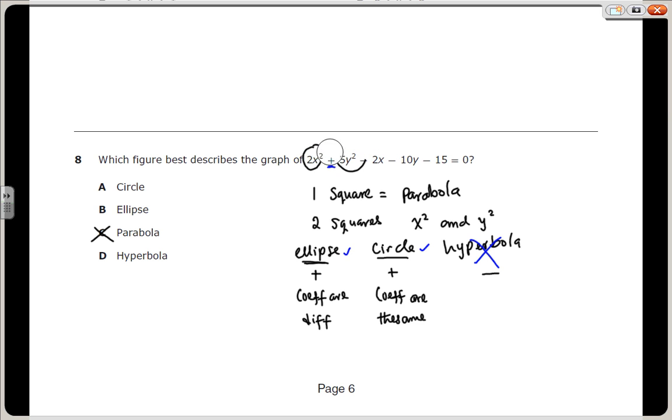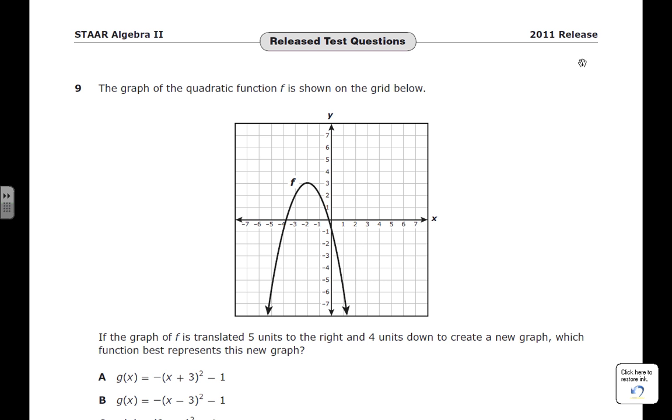So let's look at this. What are the coefficients of the squares? 2 and 5. Are they the same? No, they're different. Since you have a plus, the coefficients are different, and two squares, your equation is that of an ellipse. Alright? If this were 2 and that were 2 also, we'd make it a circle. So the answer to this question is B. Alright. Now, let's move along to the next question.